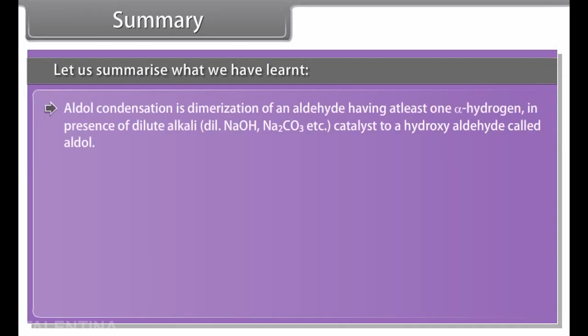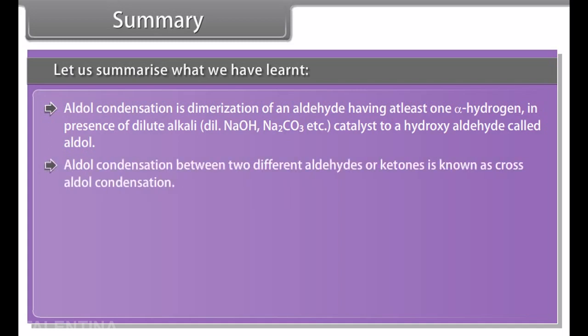Aldol condensation is dimerization of an aldehyde having at least one alpha hydrogen in presence of dilute alkali such as dilute sodium hydroxide, sodium carbonate, etc., catalyst to a hydroxyaldehyde called aldol. Aldol condensation between two different aldehydes or ketones is known as cross-aldol condensation.